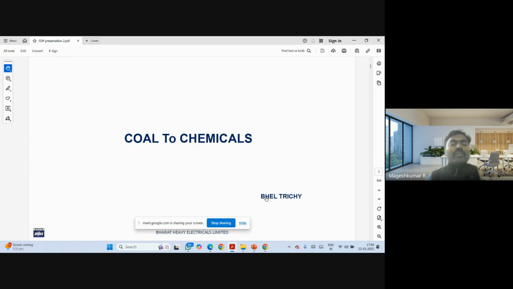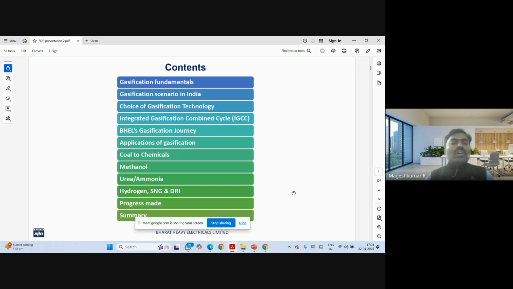So the topic for the day is coal to chemicals to attain energy sustainability. In today's content, I will cover gasification fundamentals, the gasification scenario in India, choice of gasification technology based on the coal availability in India, what an IGCC thermal power plant is, and then our company BHEL's gasification journey so far, how far we have traveled, that I will show you today.